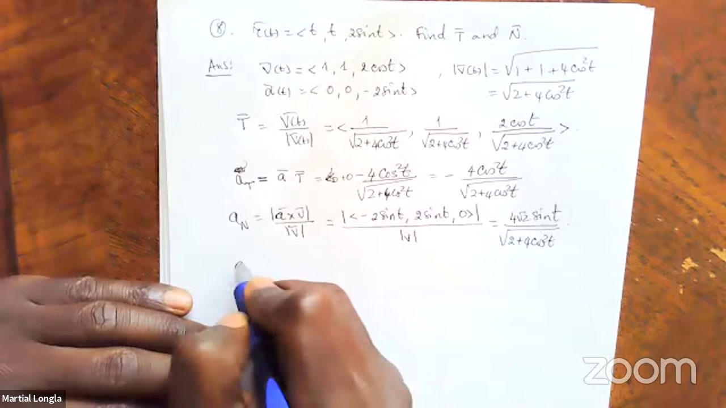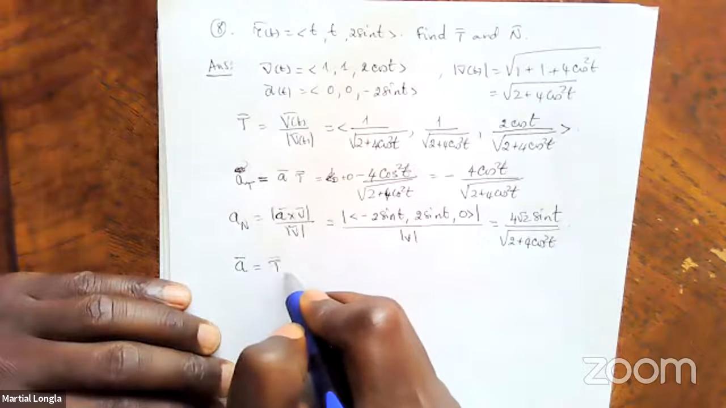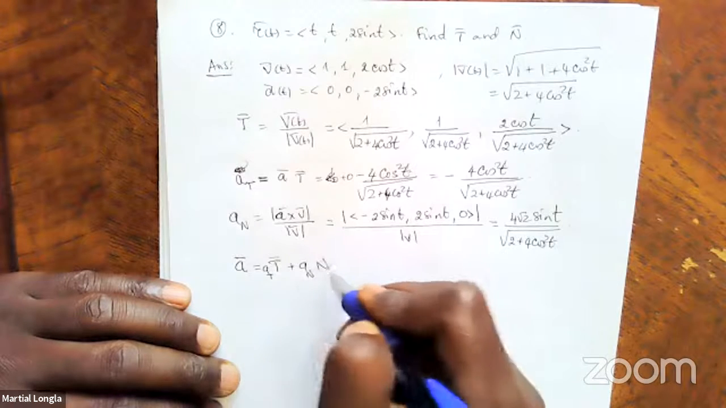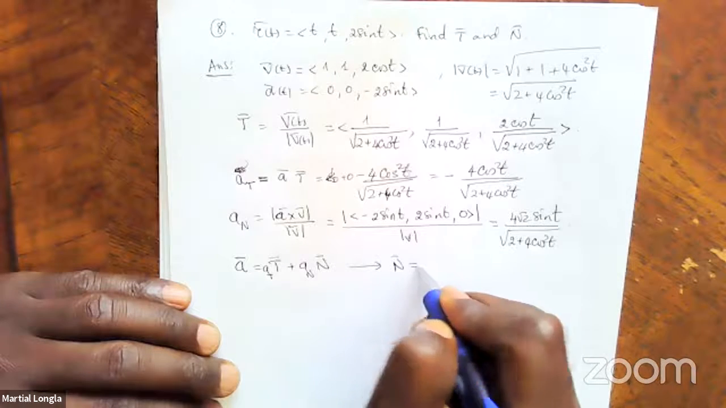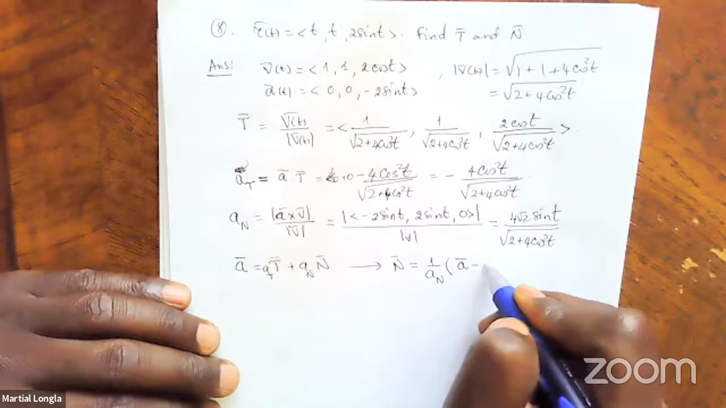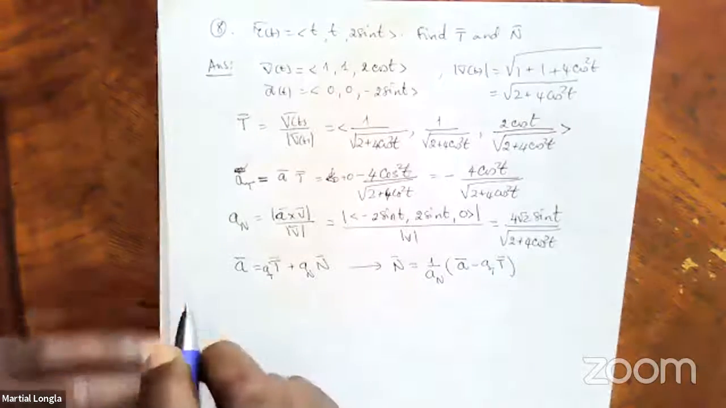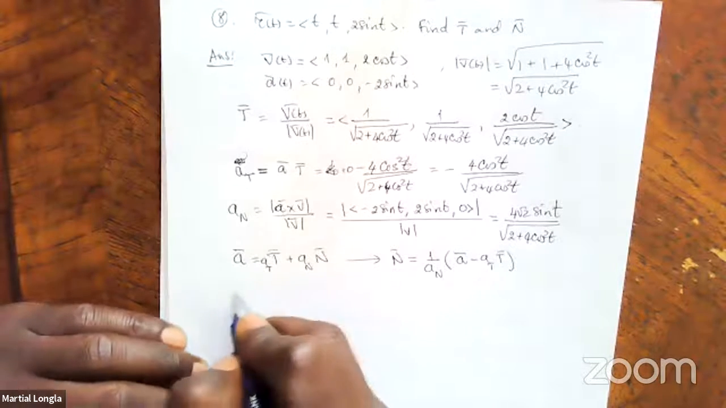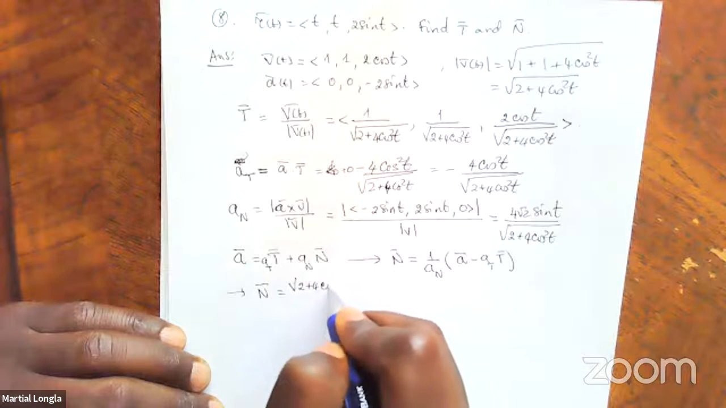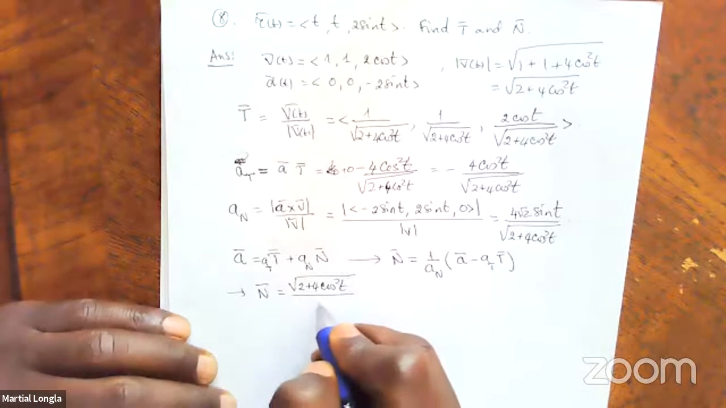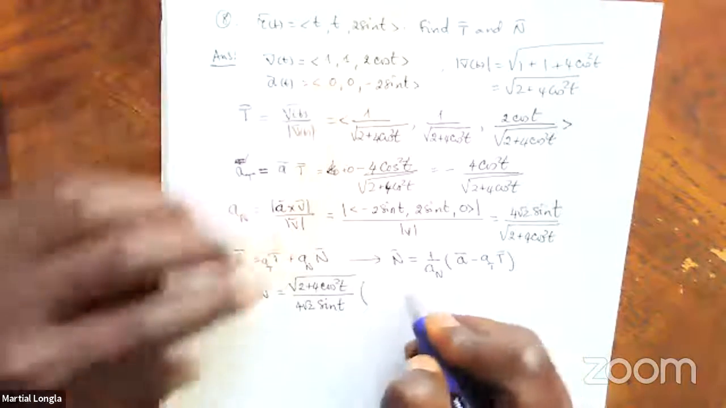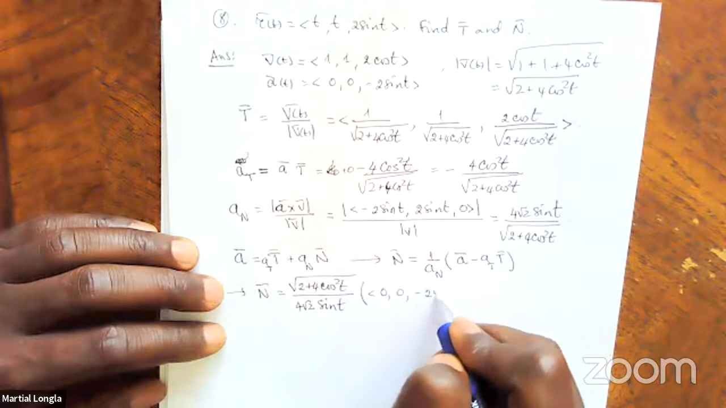And so we have A equals T times AT plus AN times N. And so you can get N as 1 over AN times A minus AT T. So that N and AN, this is this, root 2 plus 4 cosine squared t over 4 root 2 sine t times A, that's A, 0, 0, -2 sine t.